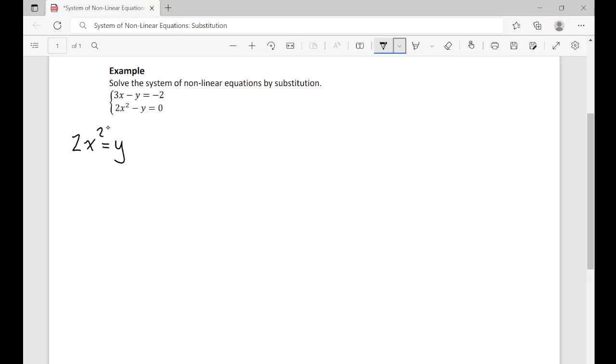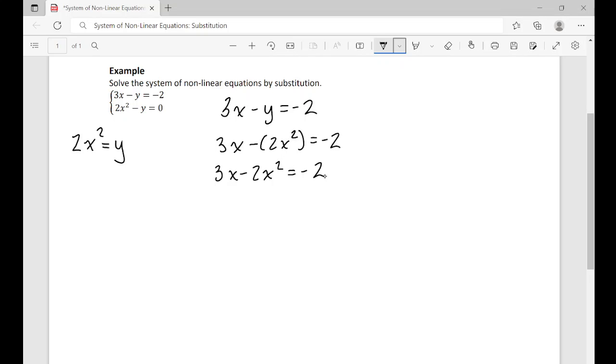So now that this is what I get for y, I'm going to plug it into the first equation for y. So 3x minus y equals negative 2 is going to be 3x minus 2x squared equals negative 2. And I'll move everything over to one side and make sure my leading coefficient is positive. So I'm going to add the 2x squared over and subtract the 3x over. And I'm going to get 2x squared minus 3x minus 2 equals 0.